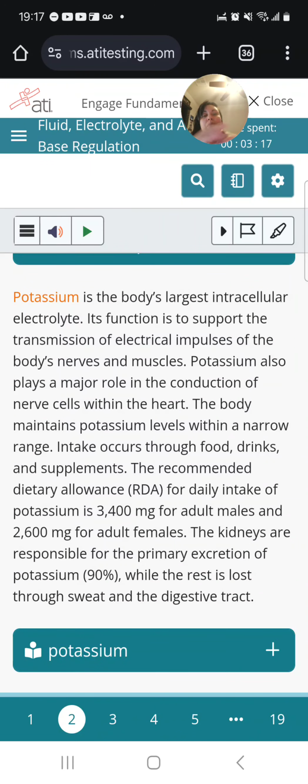So potassium is the body's largest intracellular electrolyte. Its function is to support the transmission of electrical impulses of the body's nerves and muscles. Potassium also plays a major role in the conduction of nerve cells within the heart. The body maintains a narrow range.